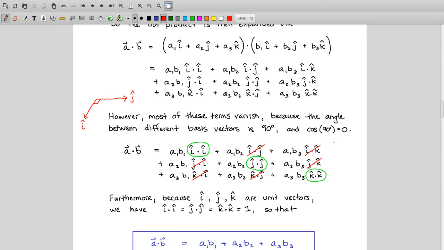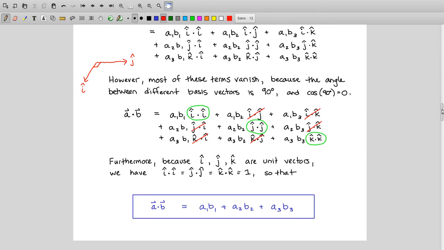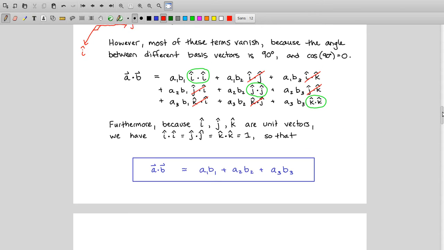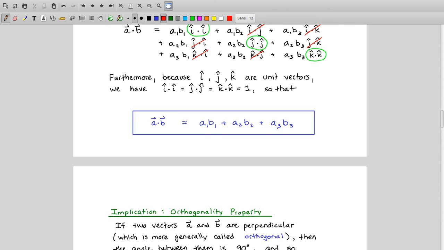Similarly, i dot k is 0 because the angle between them is 90. j and i are perpendicular, j and k are perpendicular, k and i, k and j, these all vanish, all 6 of these. i dot i is 1, j dot j is 1, and k dot k is 1. And so finally we get a formula for the dot product in Cartesian coordinates. A dot b is a1 b1 plus a2 b2 plus a3 b3. You just multiply term by term the components of the two vectors and then add them up at the end. This is where most books start.